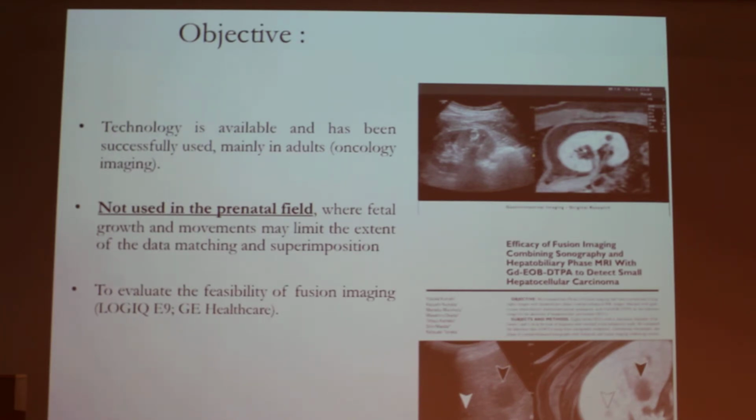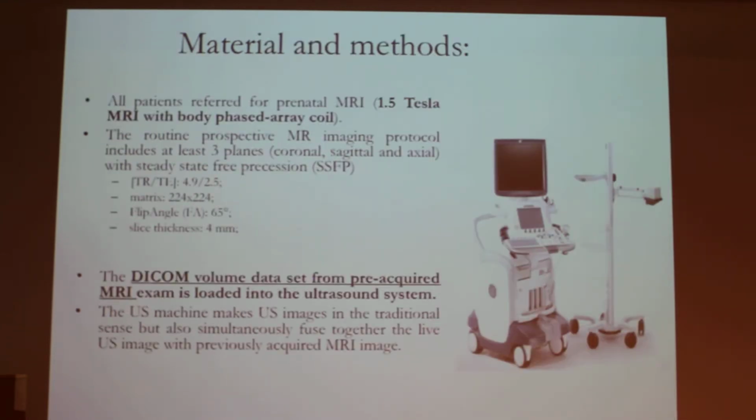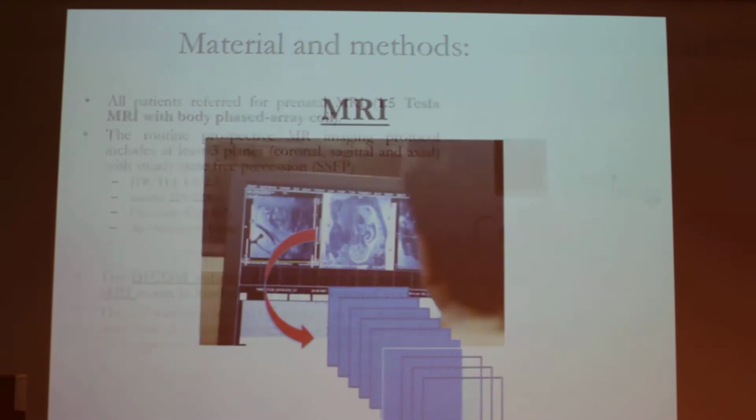So we did a study to evaluate the feasibility of fusion imaging in the prenatal field. The fusion imaging system is based on a normal ultrasound machine. So this machine makes US images in the traditional sense, but it can also simultaneously fuse together with the MRI images that you acquired just a few minutes ago.